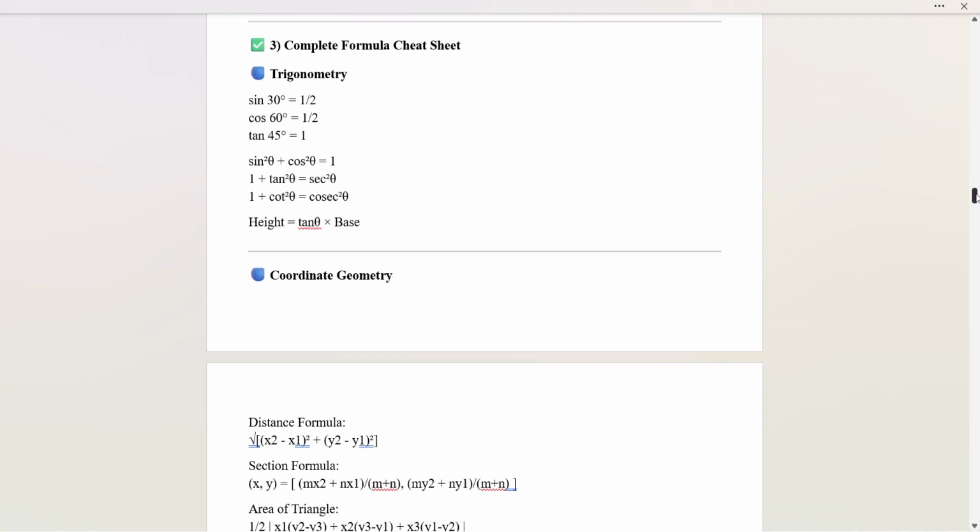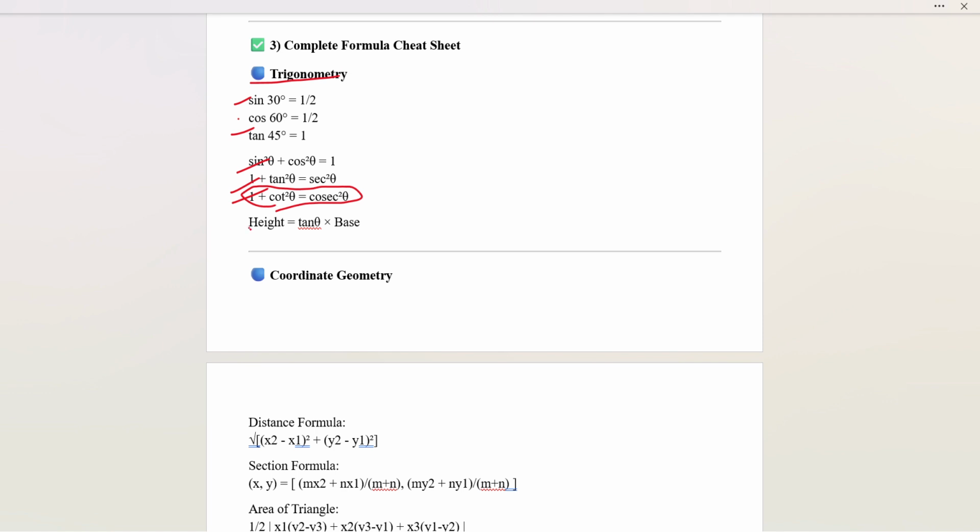It is a complete formula sheet for you guys. So from trigonometry, there are some ratios here. So sin 30 degrees is equal to half, cos 60 degrees is equal to half, and tan 45 degrees is equal to 1. So here sin square theta plus cos square theta is equal to 1, 1 plus tan square theta is equal to sec square theta, and my mistake in the earlier slide: 1 plus cot square theta is equal to cosec square theta. Okay, so I couldn't understand that third identity from the earlier slide.